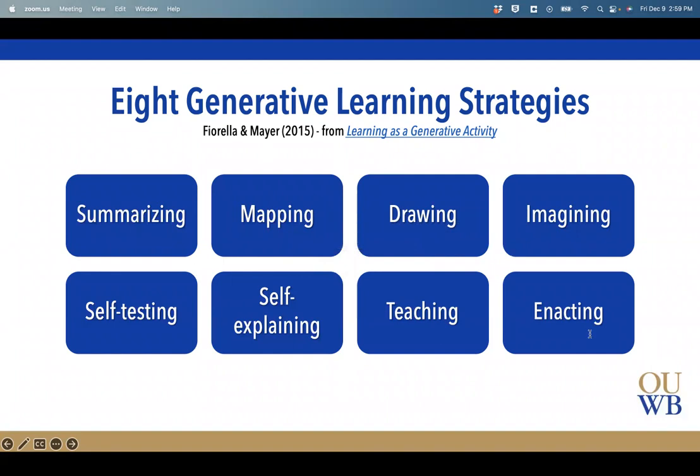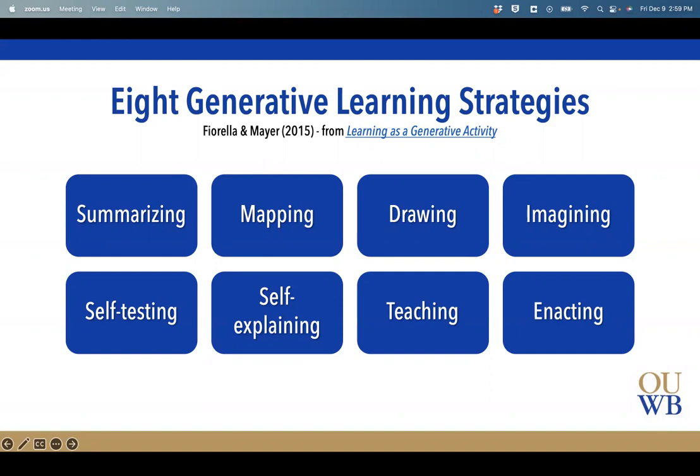So you all in a moment will have a PDF copy of today's presentation in the Zoom chat. You're welcome to download that. On this particular slide, I've linked the book that this comes from, Learning as a Generative Activity. So if you're interested in learning more about these generative learning strategies, this book exists. I would imagine it's on the OU Library website, so you're welcome to download it. But those are some of the things there.